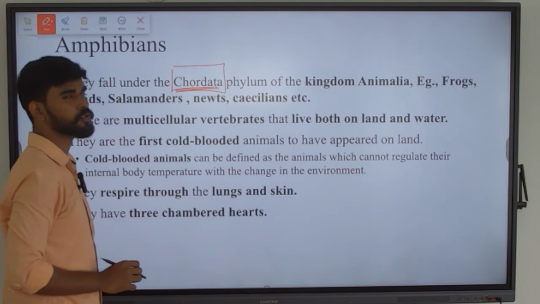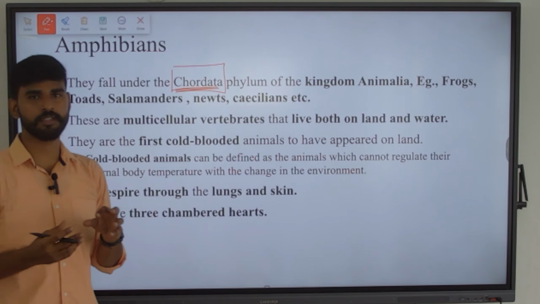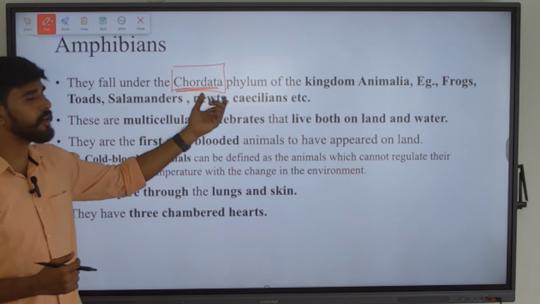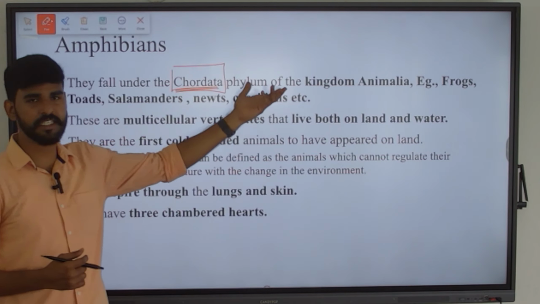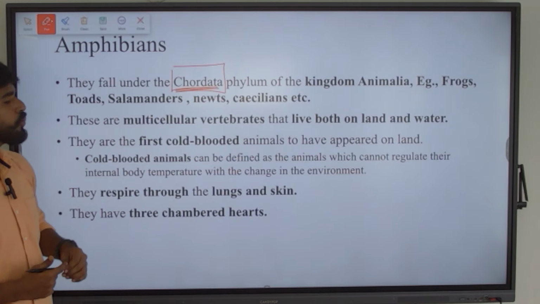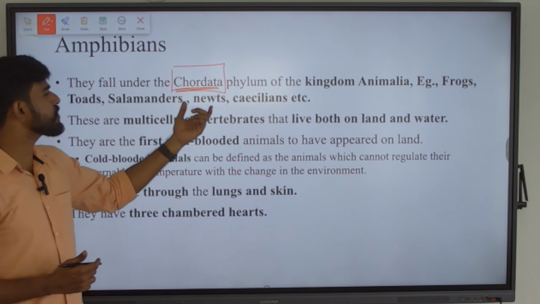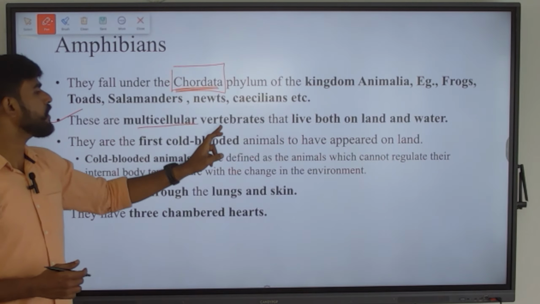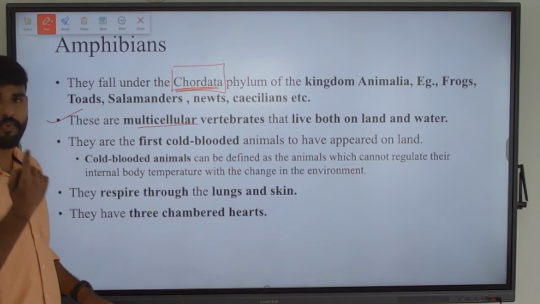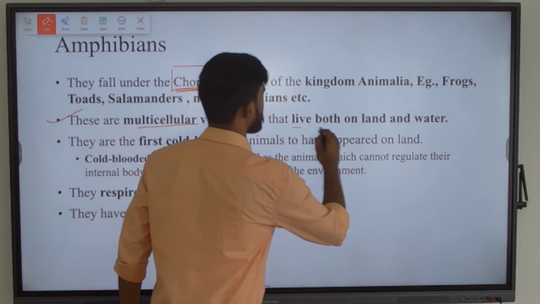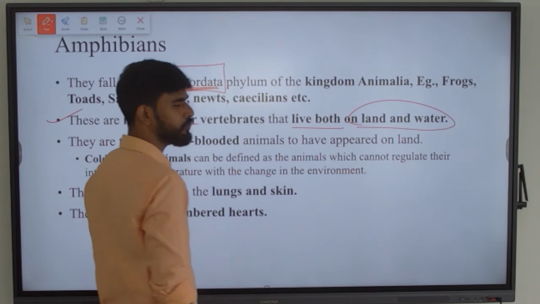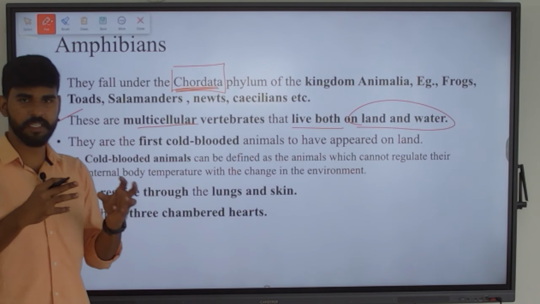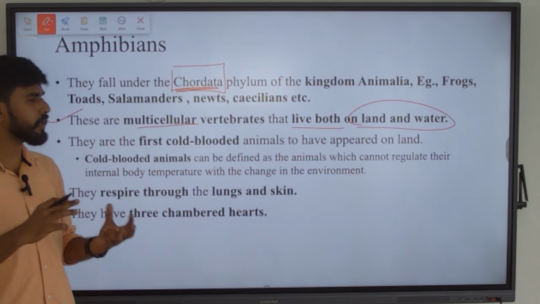Information like this is also important. These are basic biology concepts which you need to know in detail. So they fall under the phylum Chordata of the kingdom Animalia. Obviously they are animals, and it includes frogs, toads, salamanders, newts, and even caecilians. These are multicellular vertebrate organisms which live in both land and water. That is the special feature of amphibians. Amphibians means which lives both in water and land.